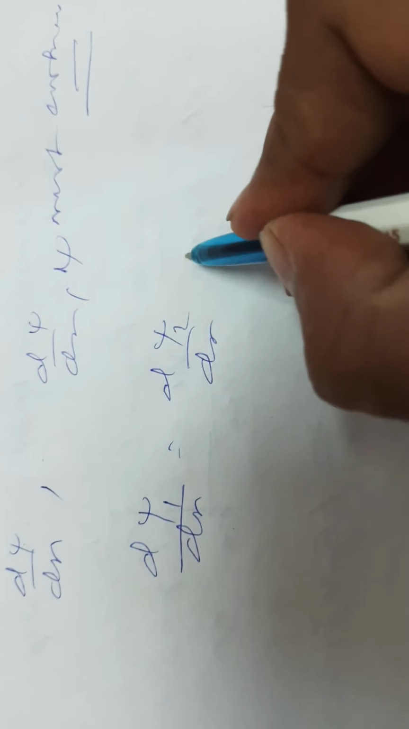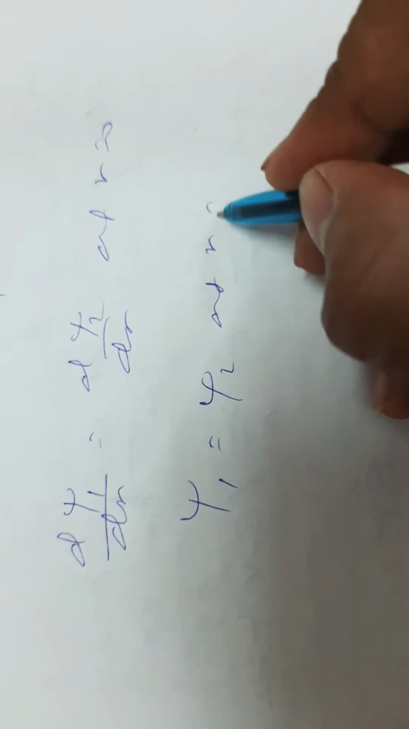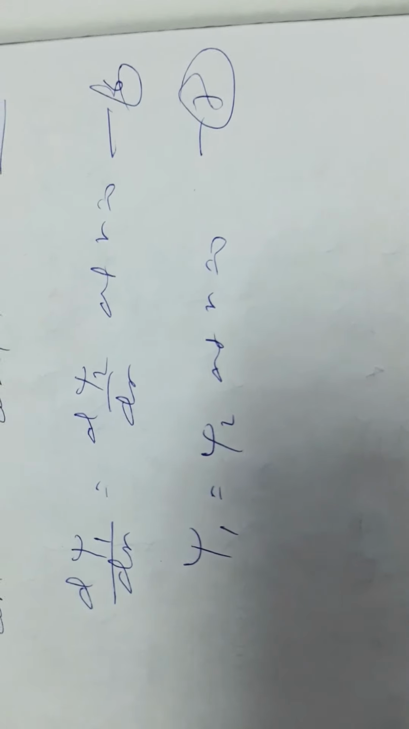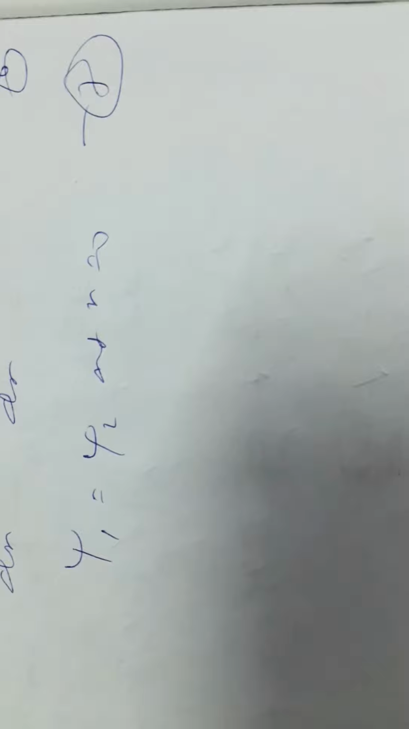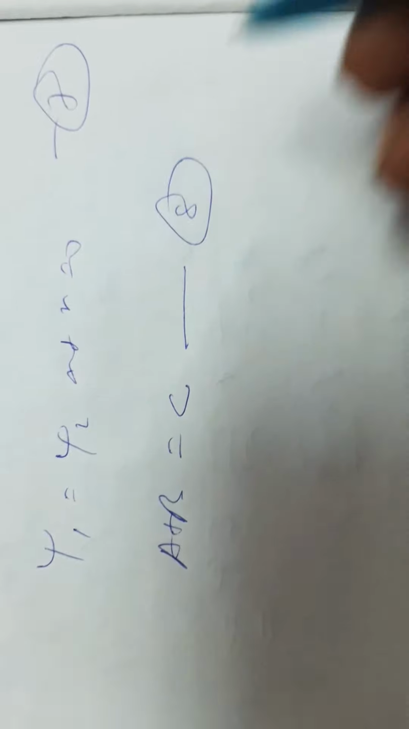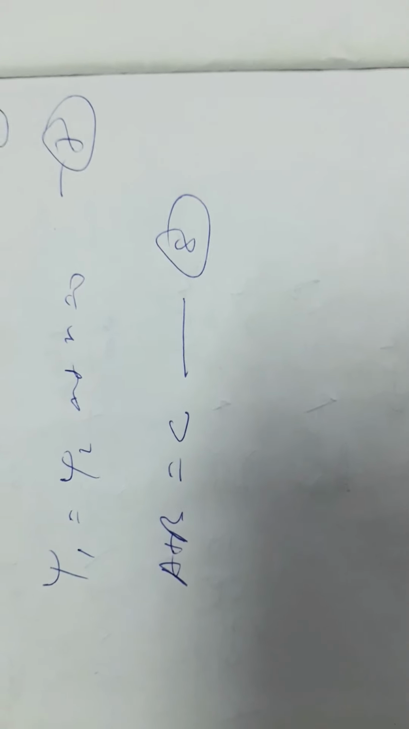So this will become the boundary condition actually. Hence from the above arguments, d psi 1 by dx is equal to d psi 2 by dx at x equal to 0. Similarly, psi 1 equal to psi 2 at x equal to 0. So this will be equation number 6 and this will be equation number 7. Applying this boundary condition 7 in equation 3, we get A plus B equal to C. So this will be equation number 8.